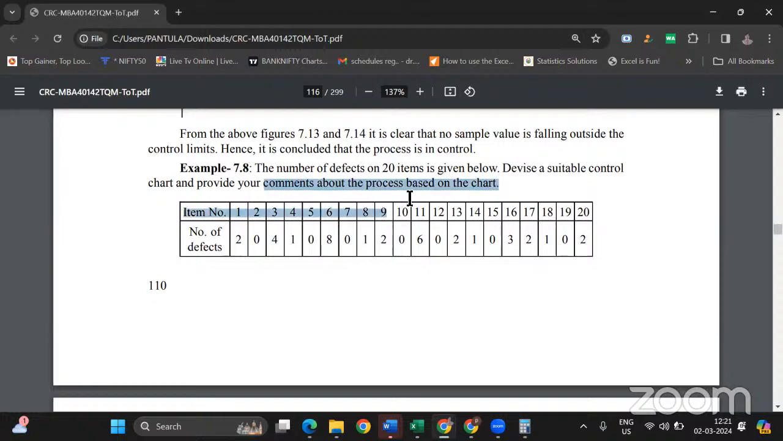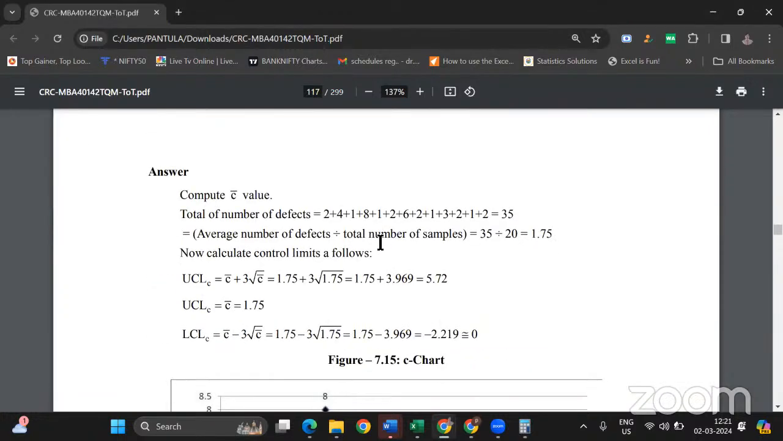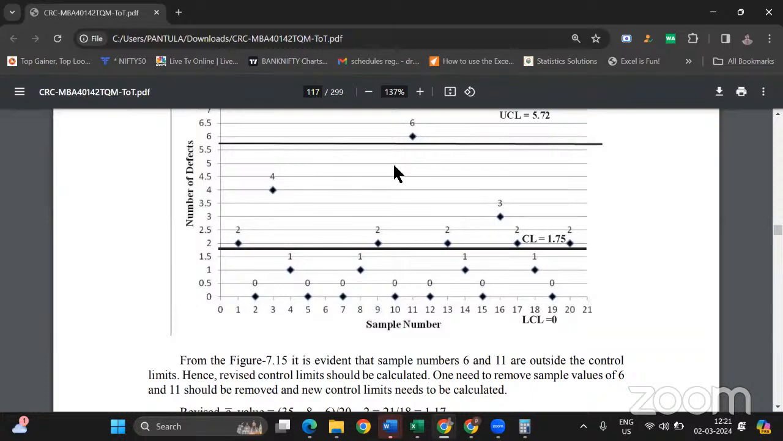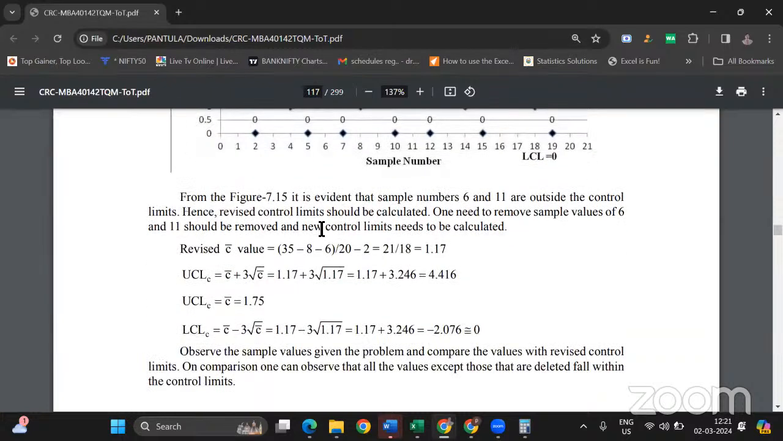They'll ask for a comment on the process based on the chart. From the figure, there is evidence that samples 6 and 11 are outside of the control limit, as we already discussed. Hence, the revised control limit should be calculated. The sample values of 6 and 11 need to be removed, and the new control limit needs to be calculated. So we need to do the C values.